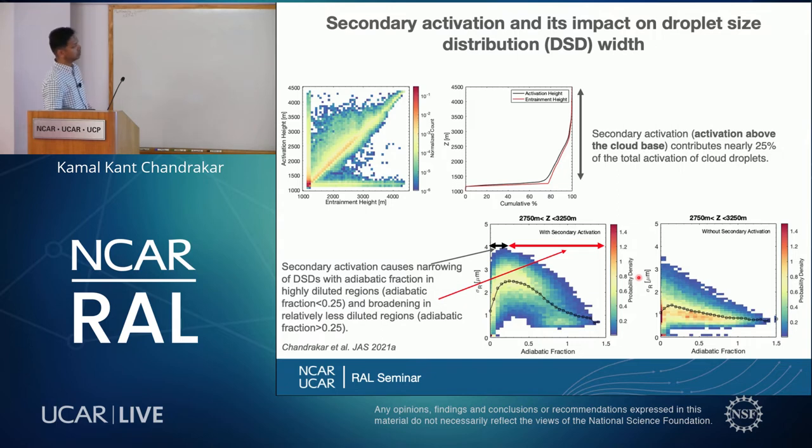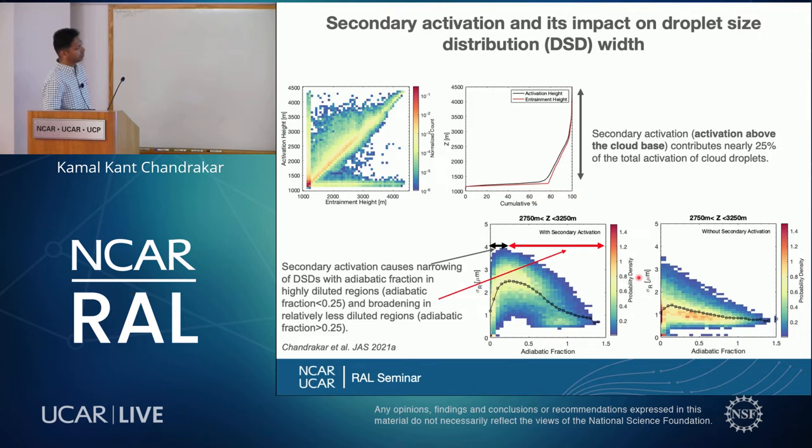And that's because when a parcel rises, you get a sharp increase in the supersaturation near the base, and that activates most of the particles. But there's also an increase in the amount of activation with altitude, and this activation of particles inside the cloud we call secondary activation, and that's almost 25% of the total activation in this case. So this is a significant amount, and this can affect the cloud properties. So to understand their impact, we did a control run where we turned off the activation above a certain altitude, and then looked at the cloud properties.